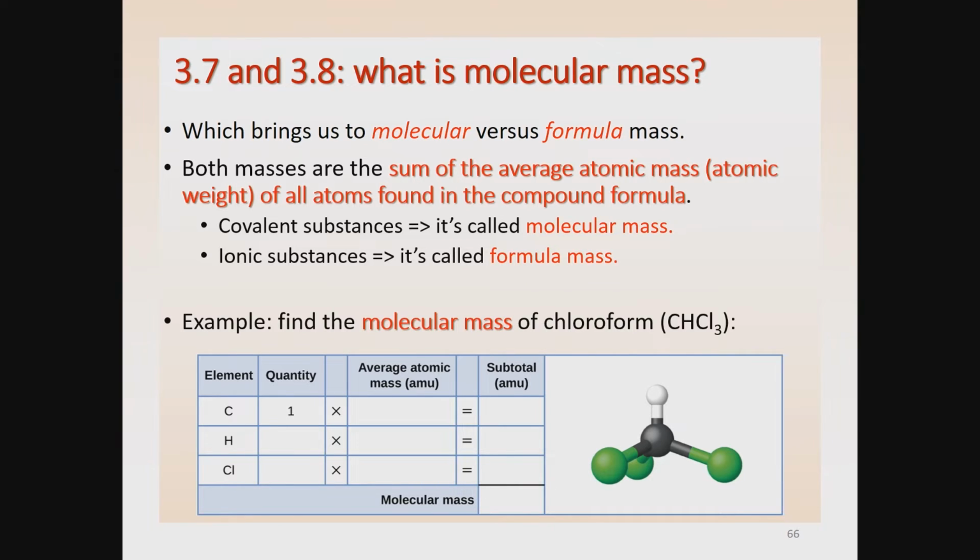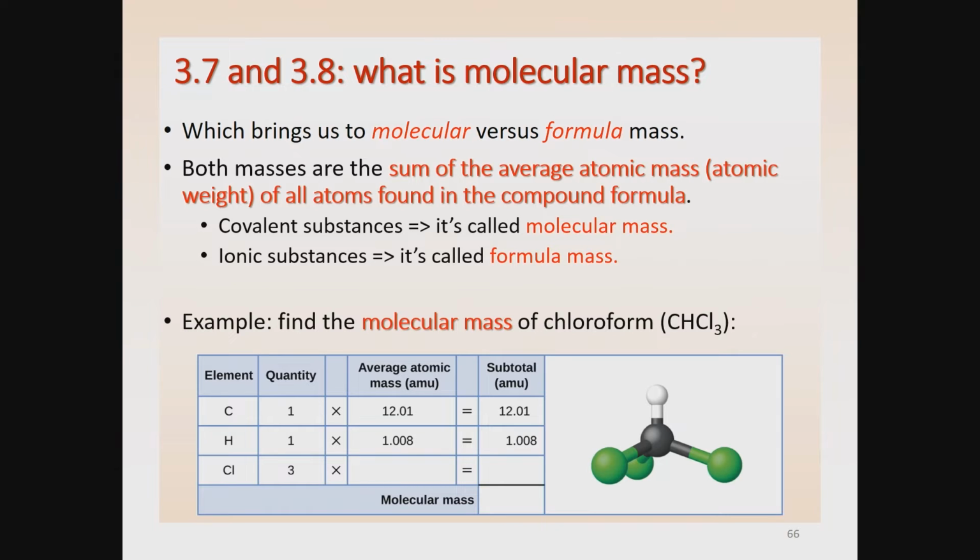So for example, when you have CHCl3, chloroform, you have 1 carbon atom and it has an average atomic mass, or if you want to call it an atomic mass, of 12.01. So the total mass contributed by carbon is 12.01. With hydrogen, you only have 1 of them, and its atomic mass is 1.008 as indicated in the periodic table, and so the mass accorded to hydrogen is that.